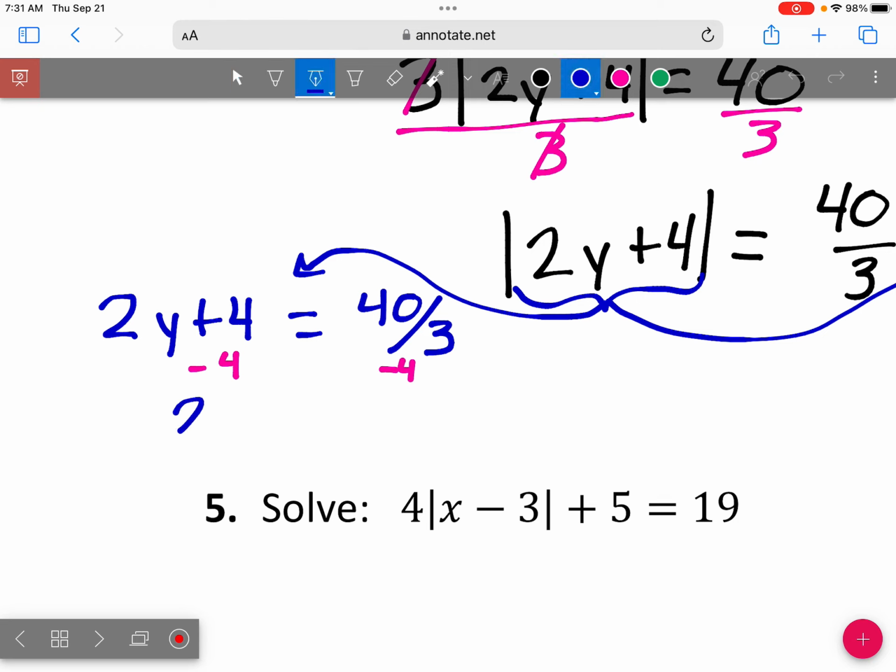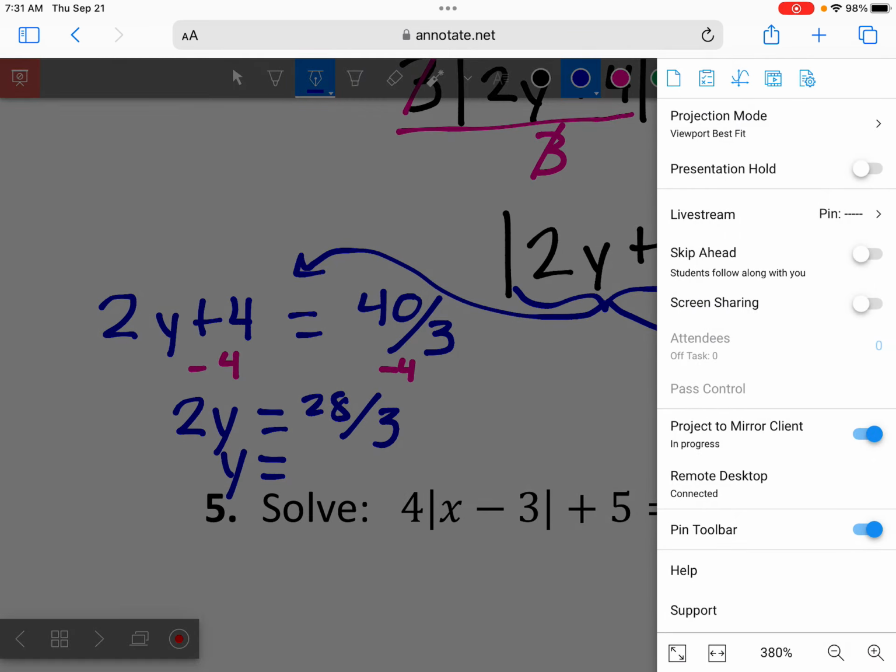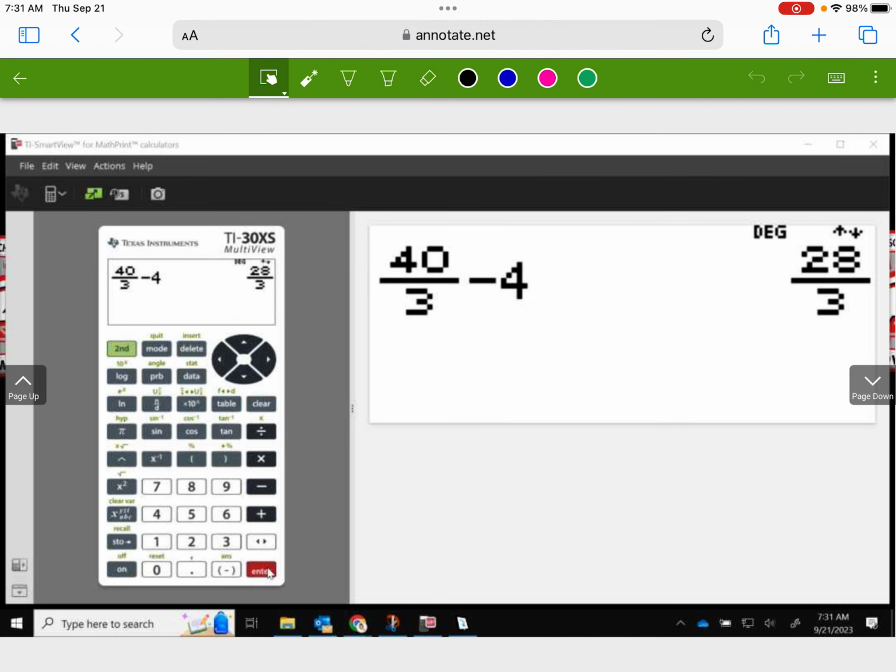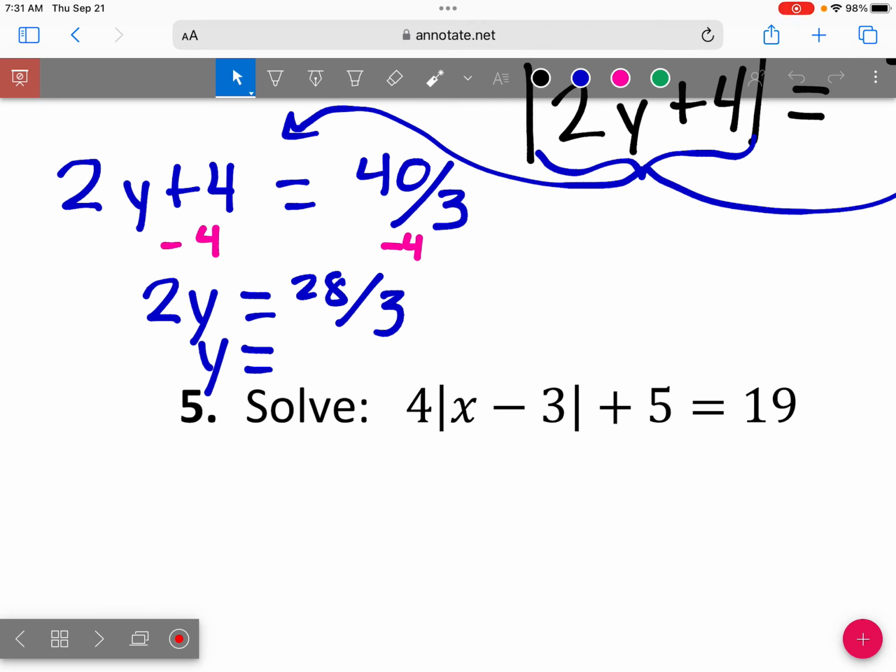So we have that 2y equals 28 over 3. How do I get y by itself? Divide by 2. I'm going to go back to that calculator and take what I have here and divide by 2. 14 thirds. So the yellow calculators will do it for you and simplify. 14 over 3, or if you like it as something a little bit more sane, 4 2/3, or 4.6666666666 repeating.